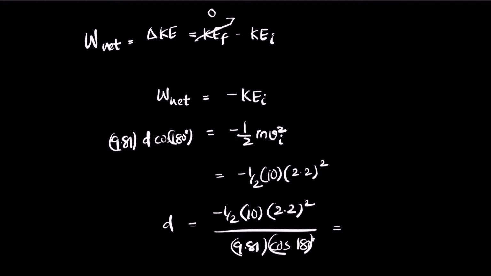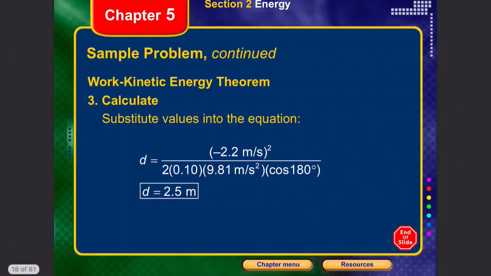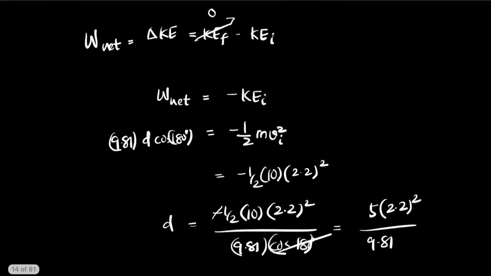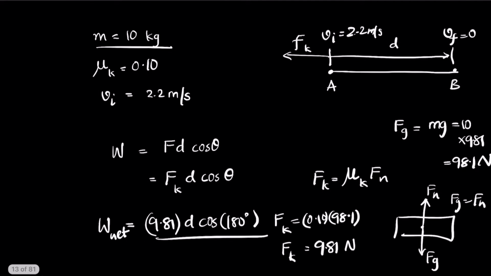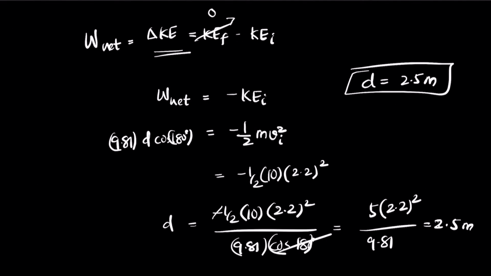So from this we can write that the negative and negative get cancelled. So half of 10 is 5 times 2.2 square divided by 9.81. So the final answer for this displacement would be 2.5 meters. So this is the total displacement. Notice that we have taken the original definition of work and we have equated it with the work energy theorem to determine the final displacement of the object. So this is how we solve the problem.